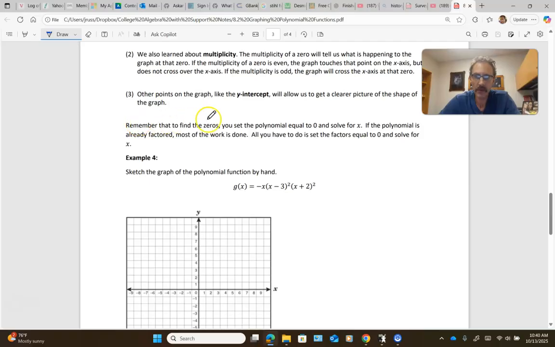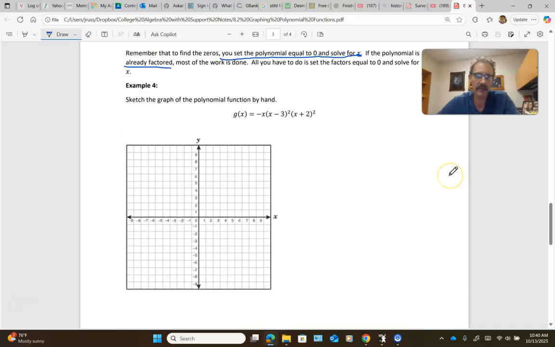So again, remember, to find the zeros, you set the polynomial equal to 0, and you solve it for x. If it's a quadratic, and it is factorable, you can factor it, but if it's not, you have to use the quadratic formula. Furthermore, if the polynomial is already factored, most of the work is going to be done for us. All we have to do is set the factors equal to 0 and solve for x. And that's what we're going to actually see in this next example.